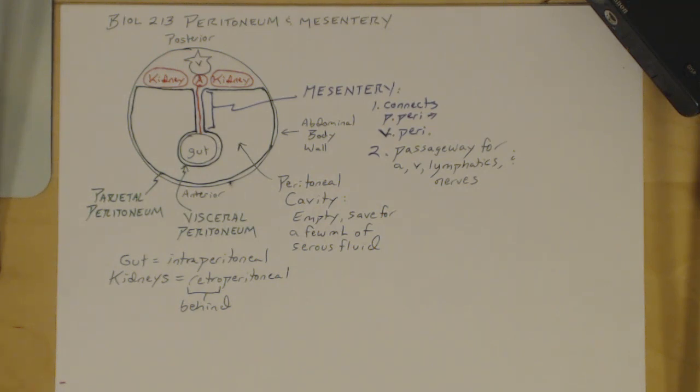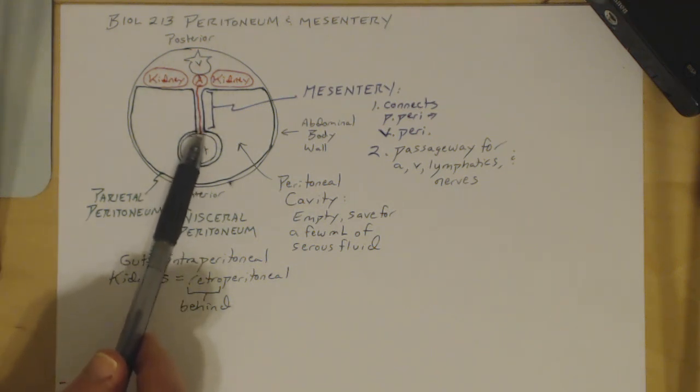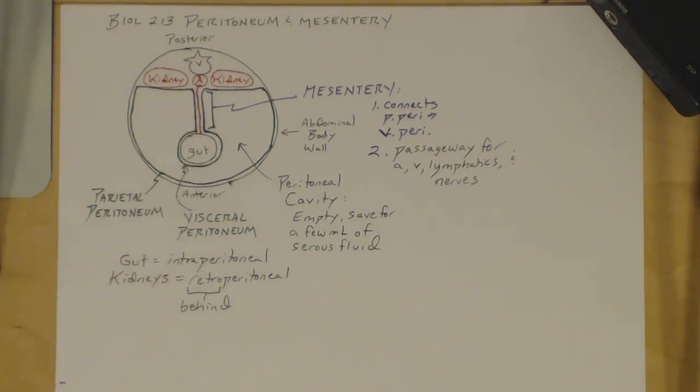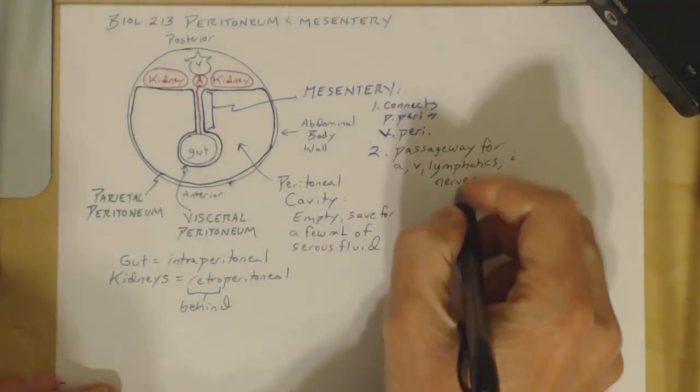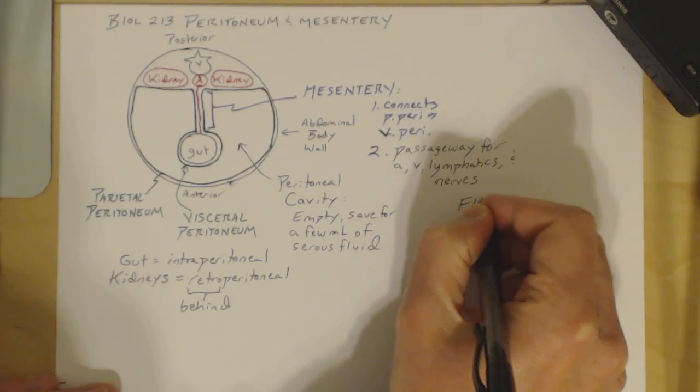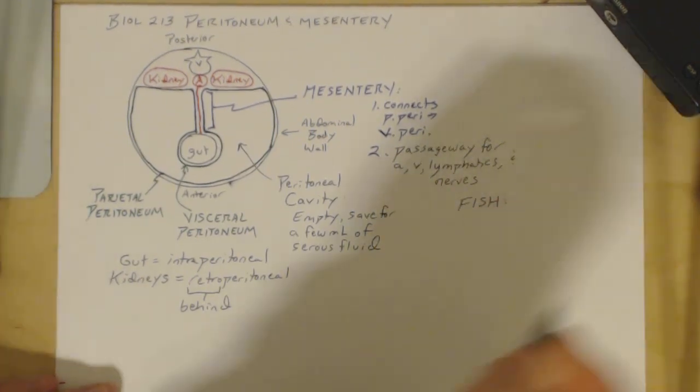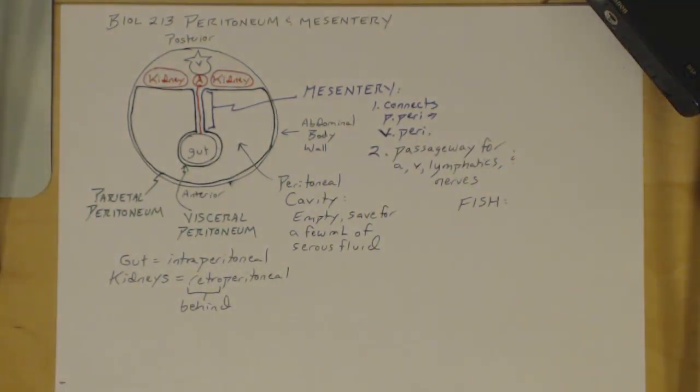Okay, that is part one. The next part ties this together, and what I want to do is show you this from a side view. But I don't want to show it to you in a human. I want you to think back to the days when you were a fish. And the reason I want to draw a fish instead of a person for the time being is to show you how this system was set up, or how it looks in a more basic form in a typical vertebrate.